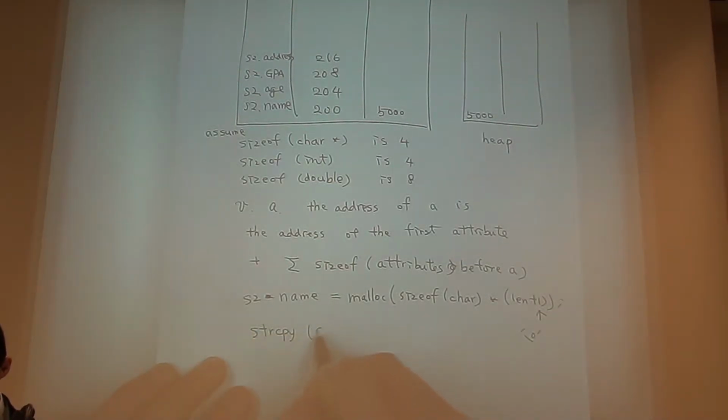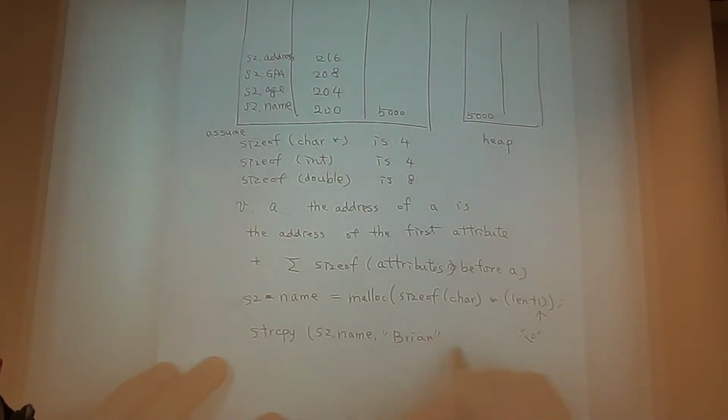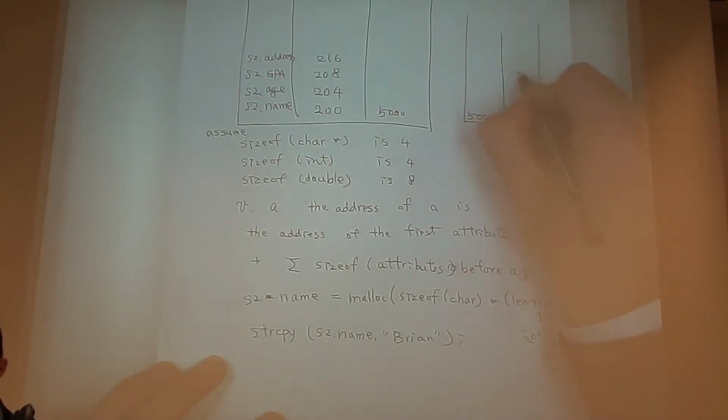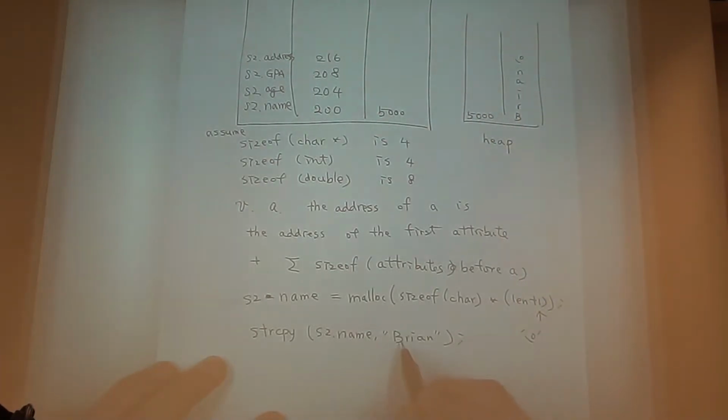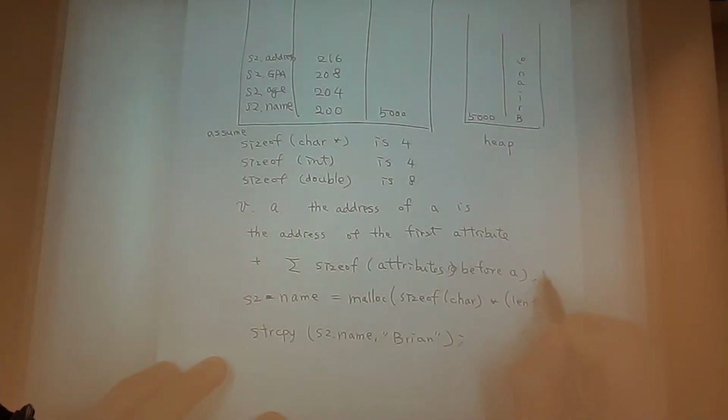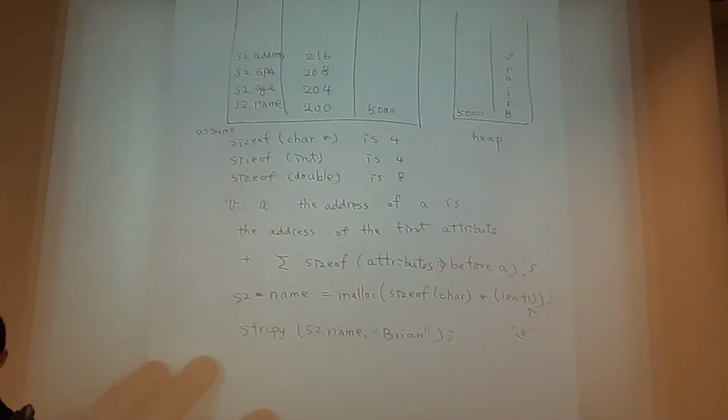Suppose you give enough length, then you can say strcpy. What's your name? Brian. Okay, can I use your name? Sure. So then you have B, R, I, A, N, and don't forget the null terminator. So the length will be 5 plus 1, you have 6.